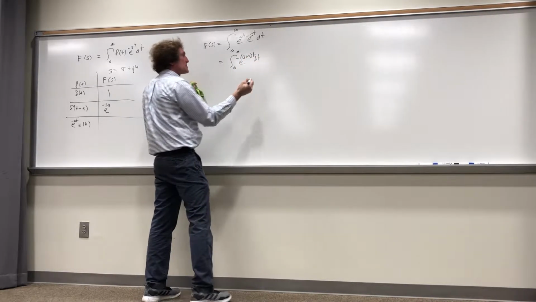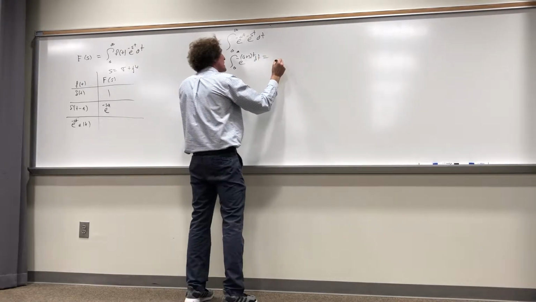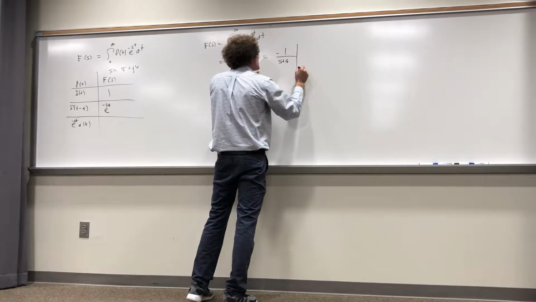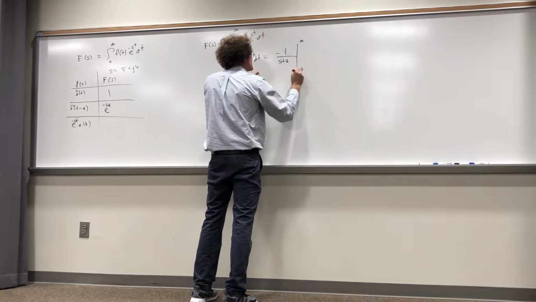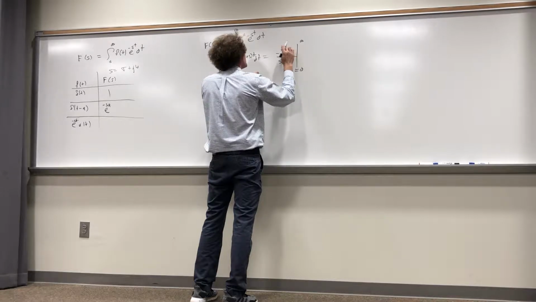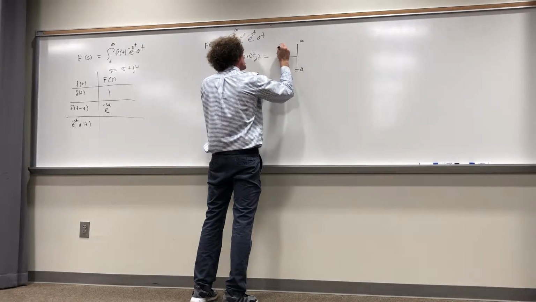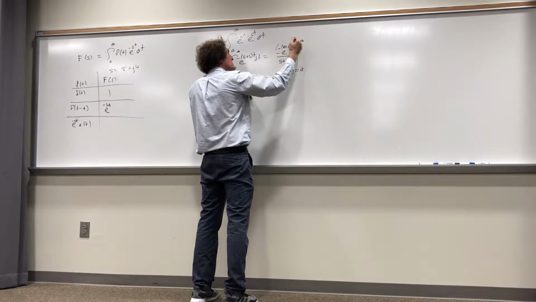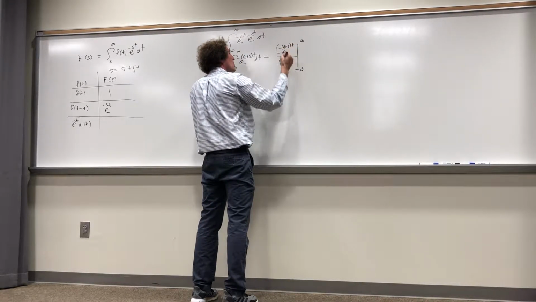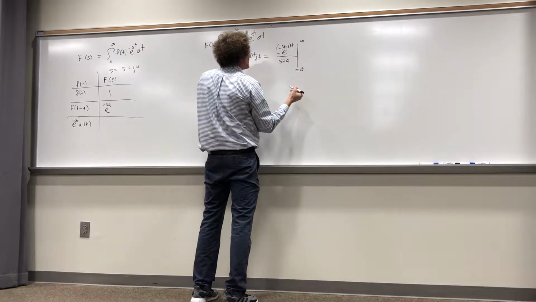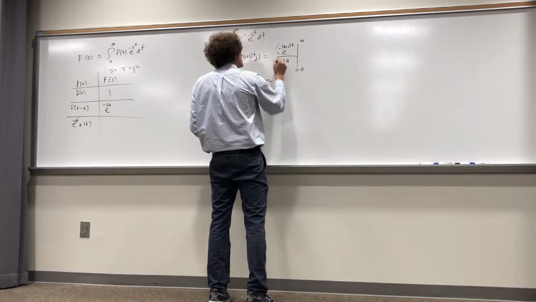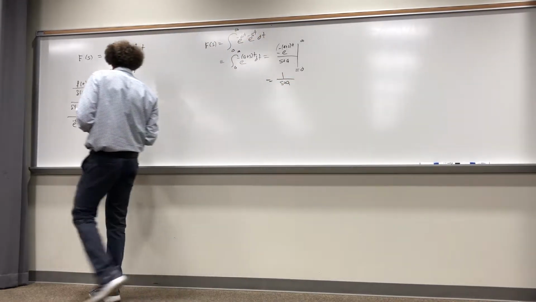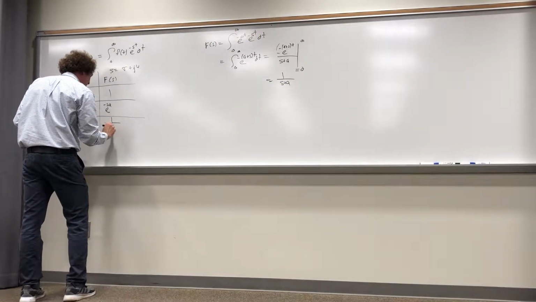And it's pretty obvious that this is going to be equal to minus 1 over s plus a evaluated from 0 to infinity, times e to the minus quantity a plus s t. When it's infinity, this term is 0. When it's 0, this term is 1. And since there's a minus sign there, this just becomes 1 over s plus a. So this is 1 over s plus a.